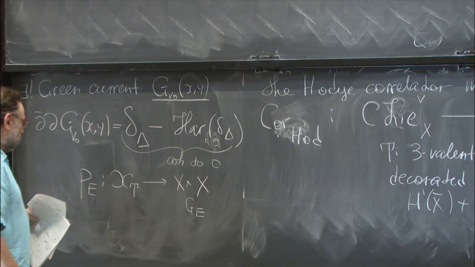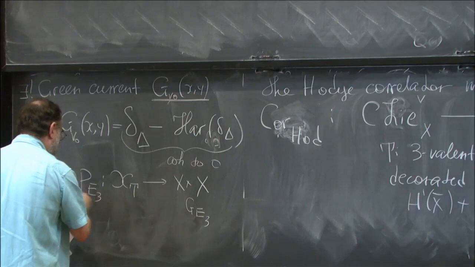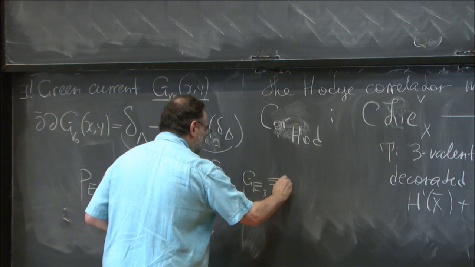If this h is e, it will be just g sub e, e i, whatever, e3. And so when I write this g e sub 3, it's abuse of notation. This is the inverse image of this Green function.